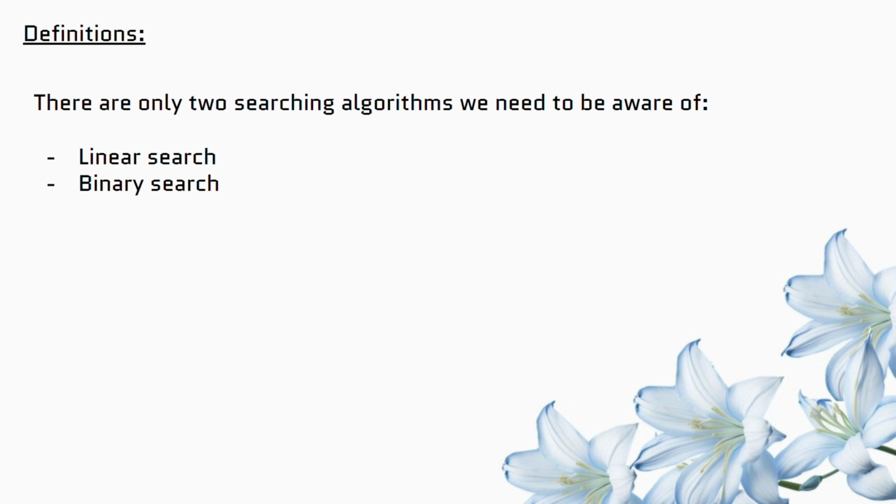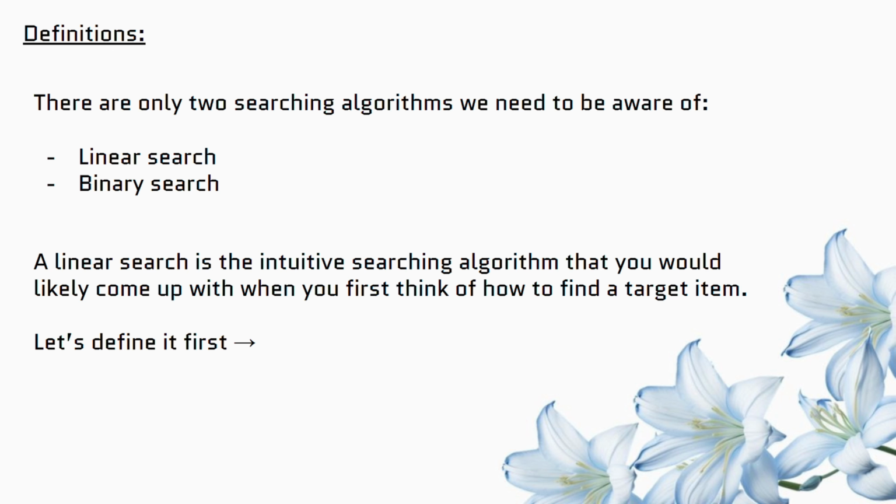A linear search is an intuitive algorithm. You probably think of a linear search when you think of how you would find a target value if you're given an array of values, right? So let's go over it first and see if you can maybe come up with it before I even go over it, unless you already know it, of course.